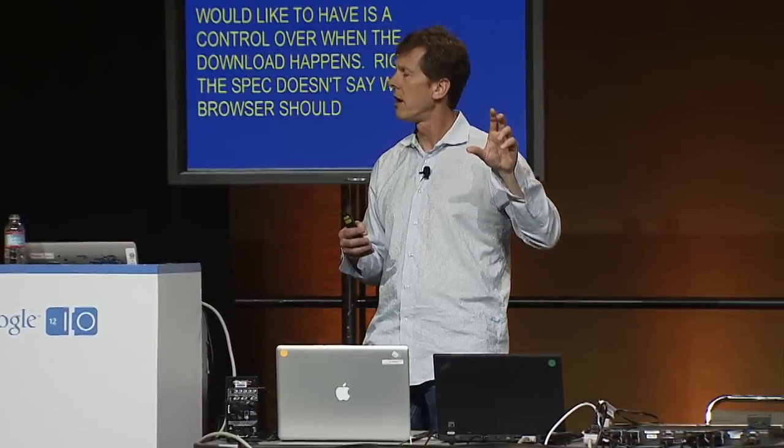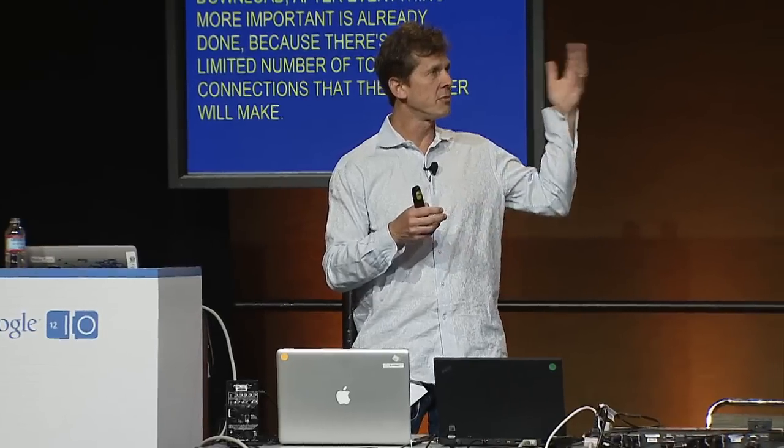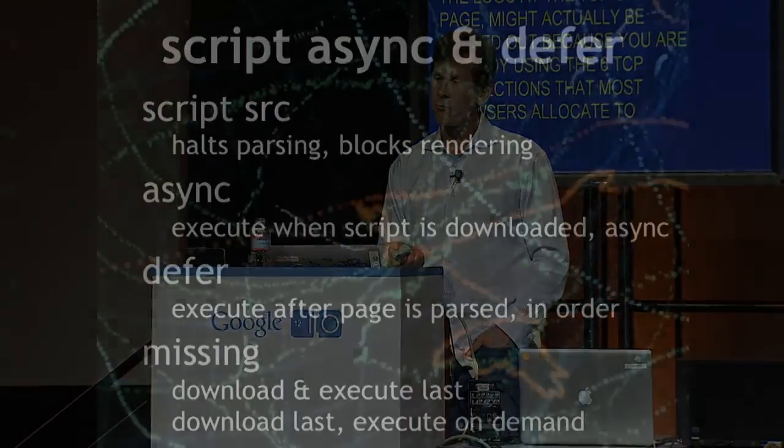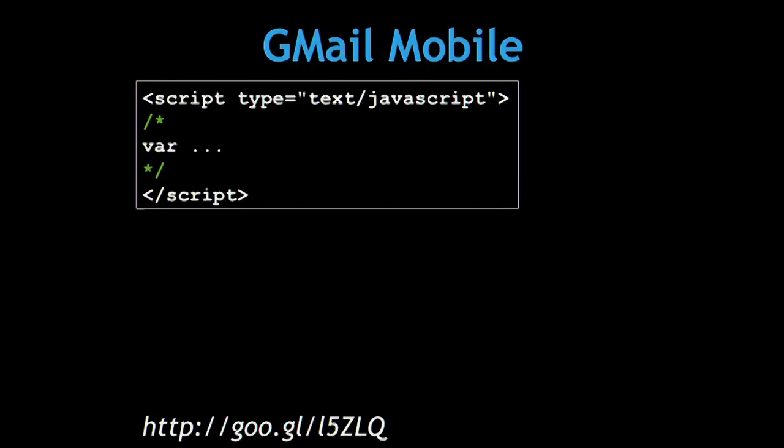The other thing I'd like to have is control over when the download happens. Right now, the spec doesn't say when browsers should download the script, but if I've said defer, if I've said async, certainly if I've said defer, I would like you to do this download after everything more important is already done, because there's a limited number of TCP connections that the browser will make. And if you download multiple scripts, then things like the background image of the page, the logo at the top of the page, might actually be pushed out because you're already using the 6 TCP connections that most browsers allocate to a domain. So we don't have control over those in markup, but there are techniques you can use to get that behavior.